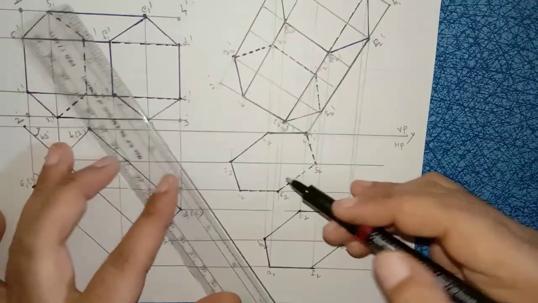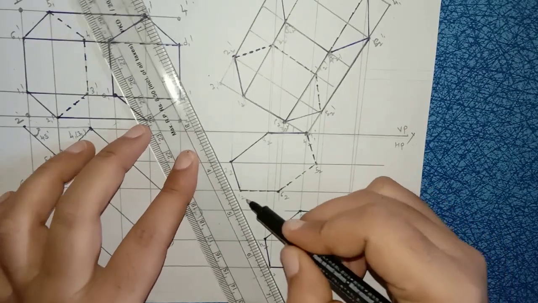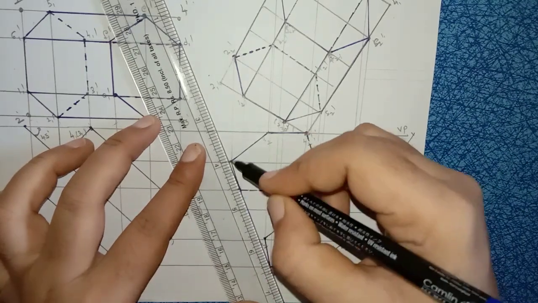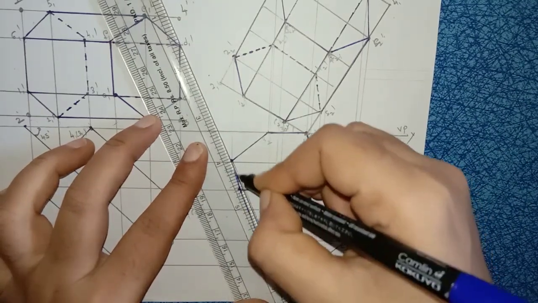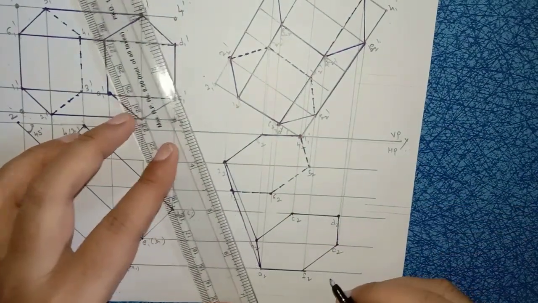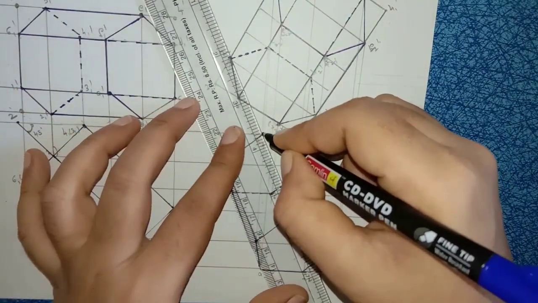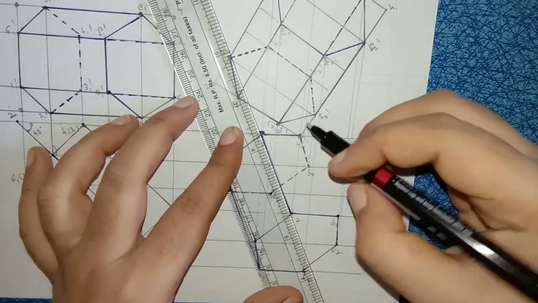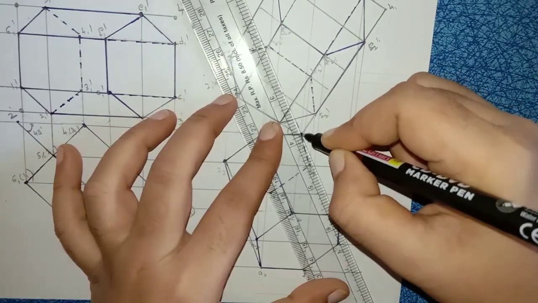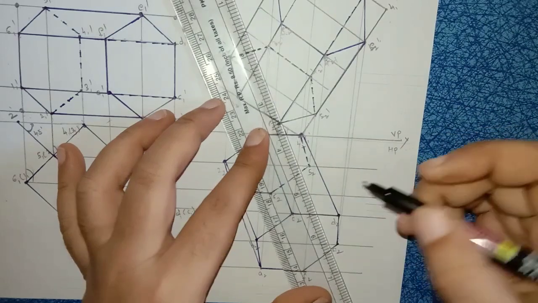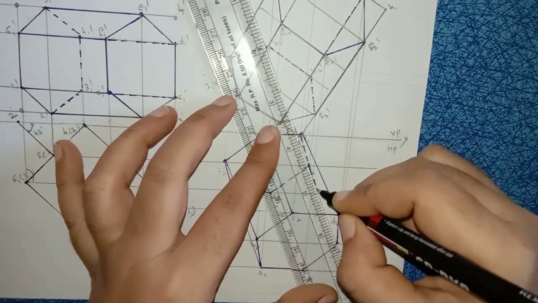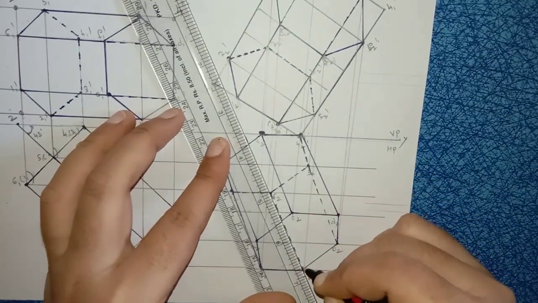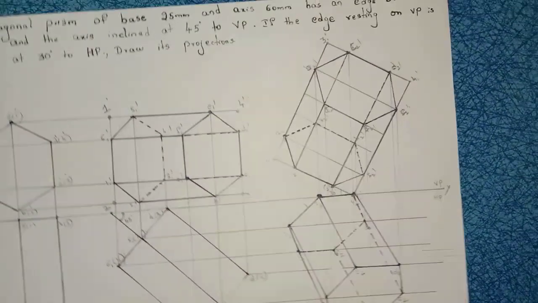Right? Now join here A2, 1, right? B2, 2, right? Now 3 to C, D2, 4, right? F2, 5 to E, and here F2, 6. You will get the hexagonal prism here, right?